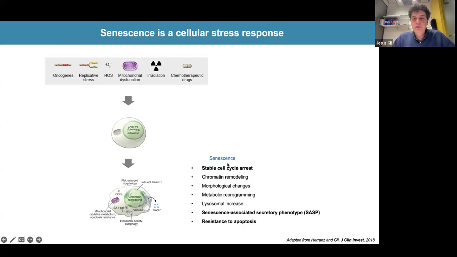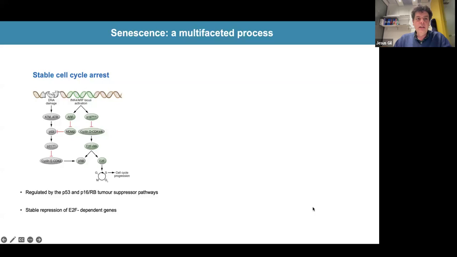So the most relevant or defining of these is this stable cell cycle arrest that is associated with senescence, but senescent cells change the morphology, remodel the chromatin, reprogram their metabolism, increase the number of lysosomes, and that can be used, because there is an associated increase in beta-galactosidase activity, to detect senescent cells. Importantly, they are also resistant to apoptosis and secrete a combination of immunomodulatory factors that we refer to as the senescence-associated secretory phenotype, or SASP. So senescence is a complex phenotype, a multifaceted process.